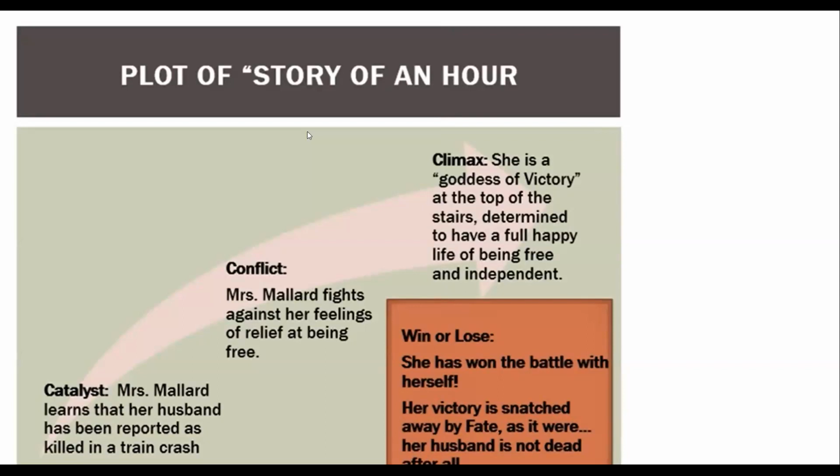And at the climax, she's at the top of the stairs. That's very symbolic of the climax. And "goddess of victory" is the phrase they use. I love that phrase. She's at the top of the stairs, determined to have a full, happy life of being free and independent. She's reaching for that prize. But did she win? Well, she did win out over herself. She conquered all those fears and inhibitions that society had put on her. But her victory is snatched away by fate. She was already sick with a heart problem, and she'd gone through a lot of emotional upheaval. But then she sees the door is no longer open to her because her husband is alive.